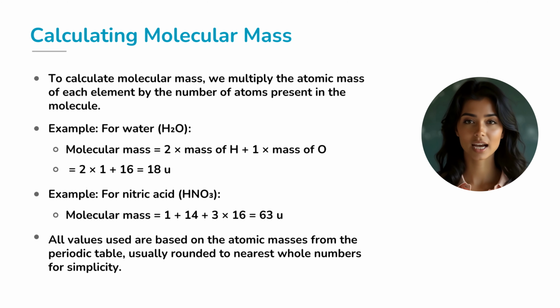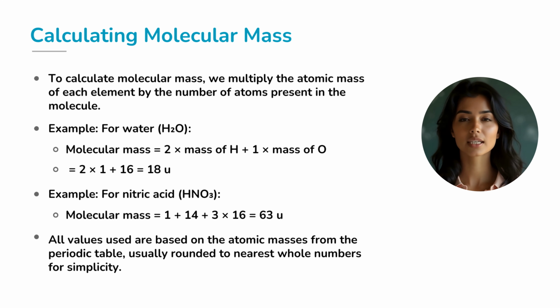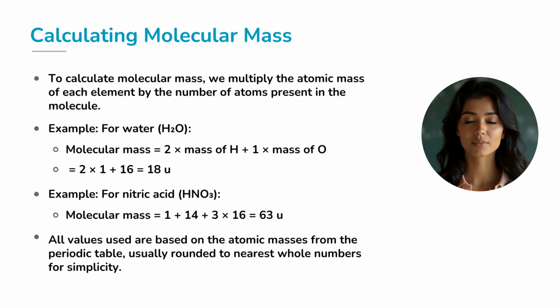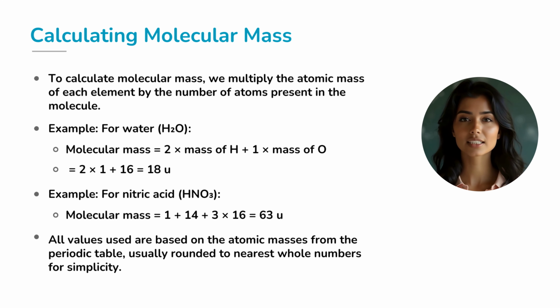Alright, how do we actually calculate molecular mass? It's simple. You just multiply the atomic mass of each element by the number of atoms of that element in the molecule and then add everything up. Take water for example. The formula is H2O, 2 hydrogen atoms and 1 oxygen atom. So, that's 2 into 1 plus 16, that's 18 U.